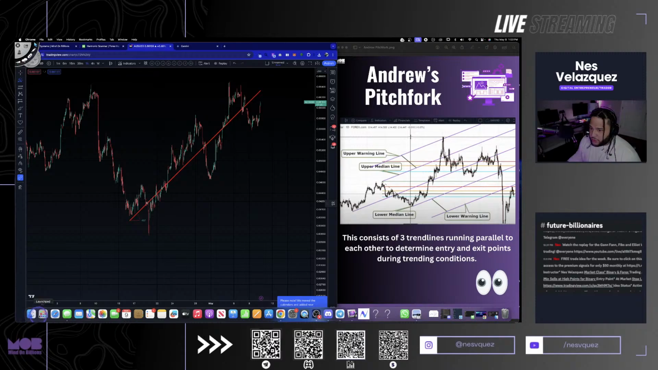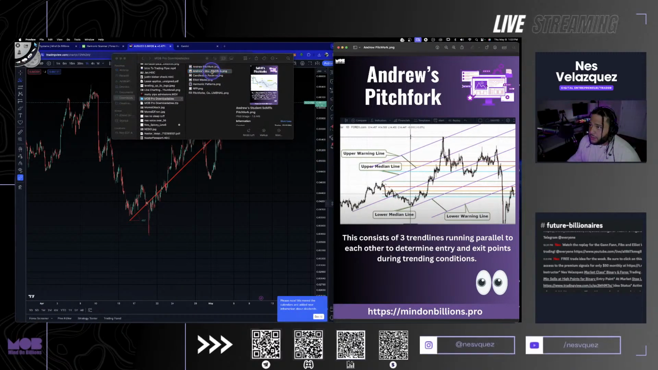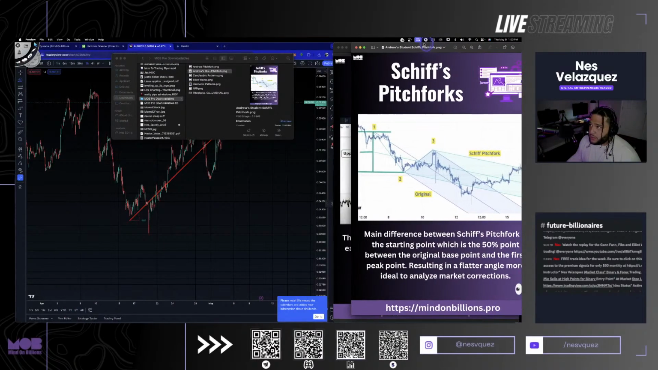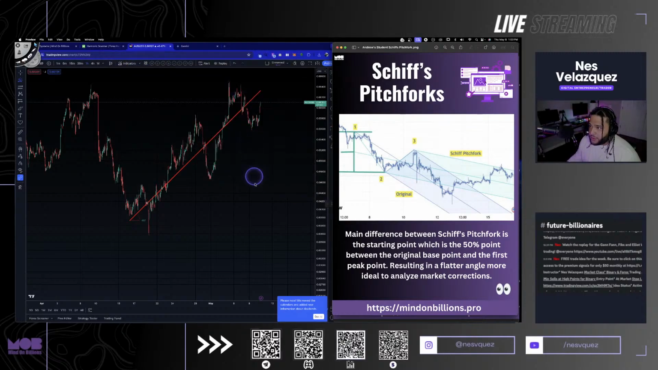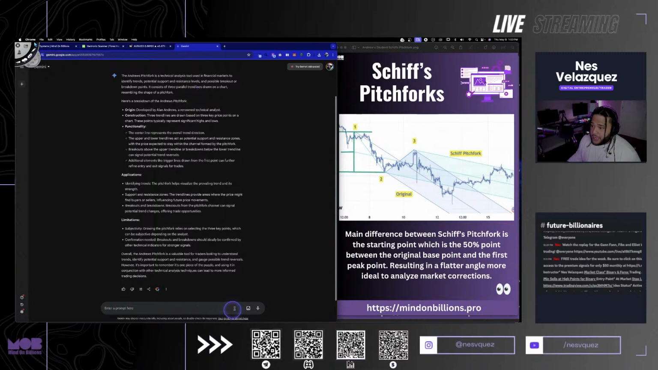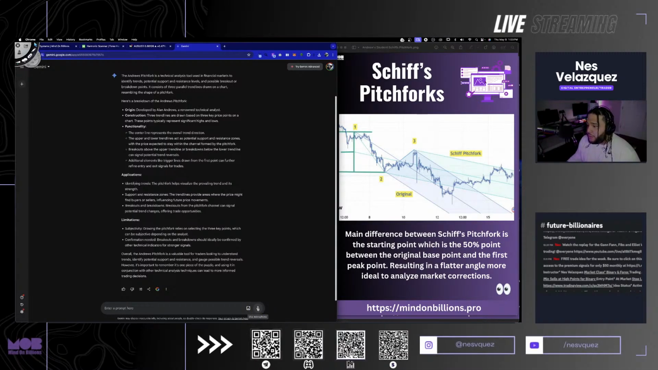Okay, let's go into files over here, and now we're going to talk about Shift's Pitchforks, or his pitchfork, right? Okay, and over here, let's use Gemini to give you some insight on who Shift was and how he came up with his version of Andrew's Pitchfork. Give me a background on Shift's Pitchfork and the origin of it, and compare it to Andrew's Pitchfork.